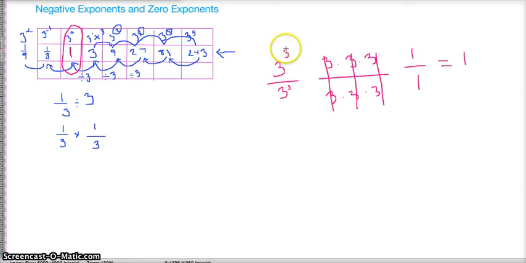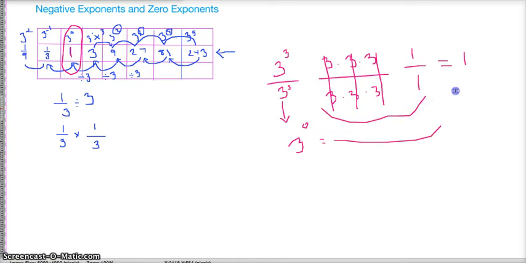And I can say, well, my division rules state that if I have the bases the same and I'm dividing, I can subtract the exponents. Well, 3 take away 3 is 0. So I can say this is the same as 3 to the 0. And because of all of this math, 3 to the 0 is the same thing as 1.